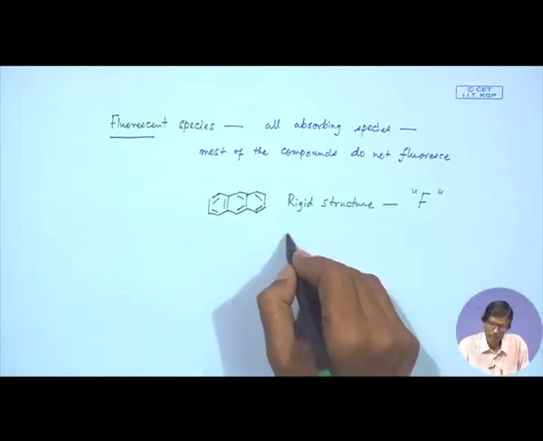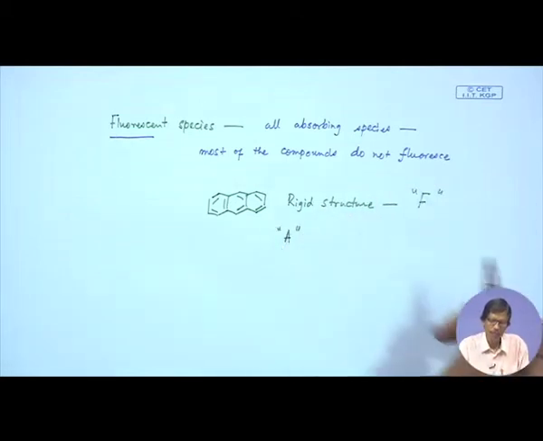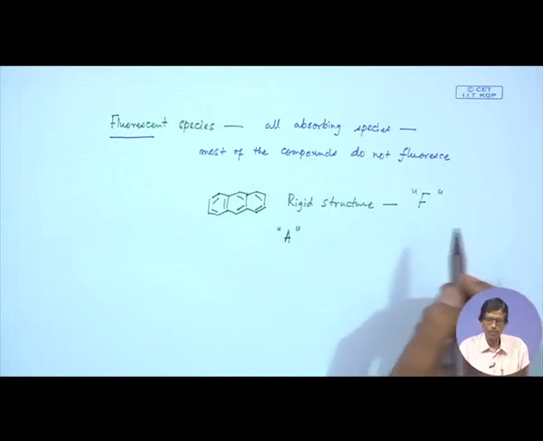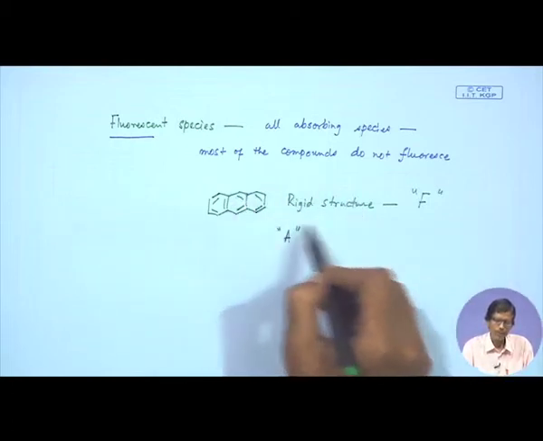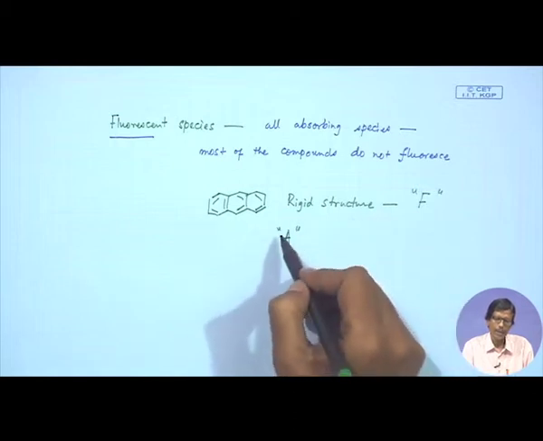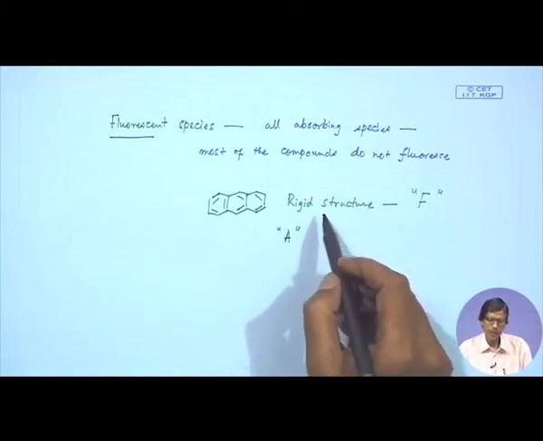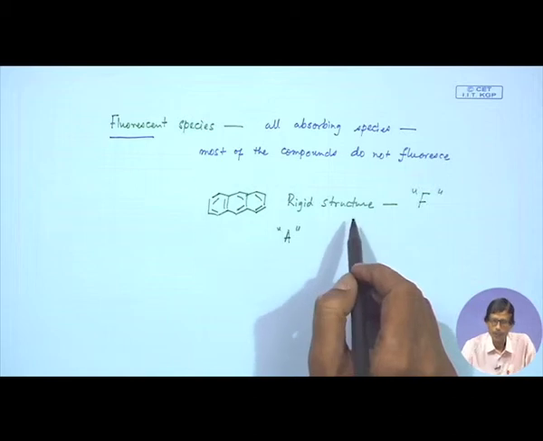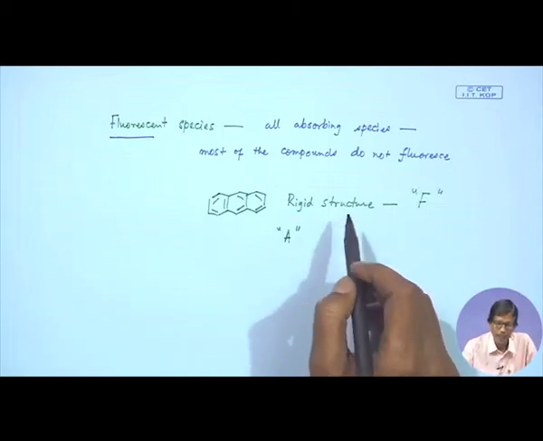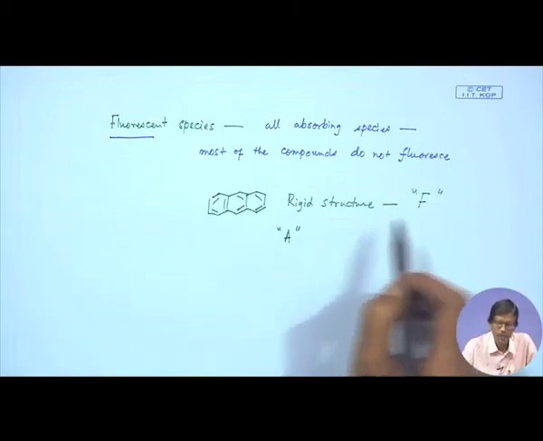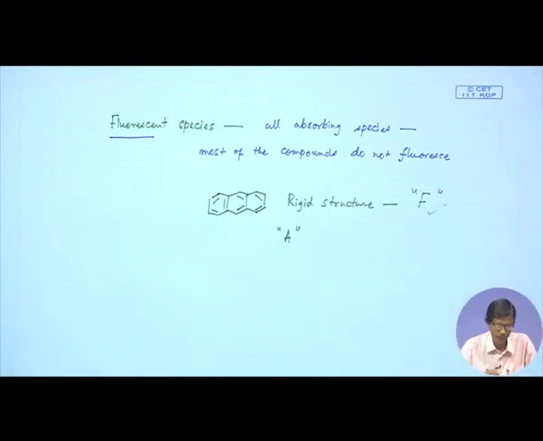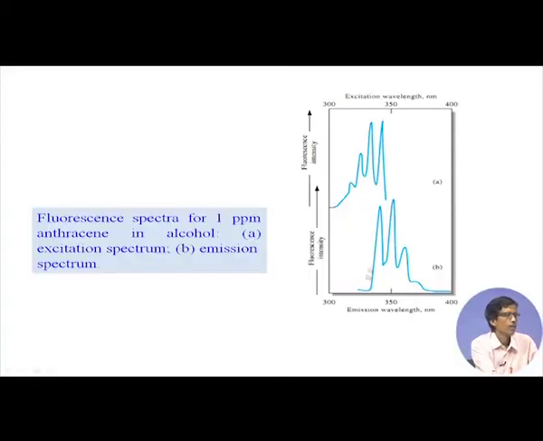At the same time it should also absorb, that means it should give the absorbance also, and due to its rigid structure and less intermolecular collision, the non-radiative relaxation will be less and we will get appreciable intensity from its fluorescence. And we can go down to 1 ppm, which we all know is parts per million, where million means a 10 to the power minus 6 range of concentration.